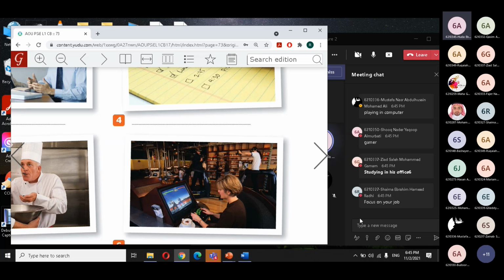She's careless. Okay. Shayma said, focus on your job. Ziad said studying. No, she's not studying. She's playing a game. So is this computer she is using a personal computer or the company's computer? The company's. Is she using the company's computer for work?